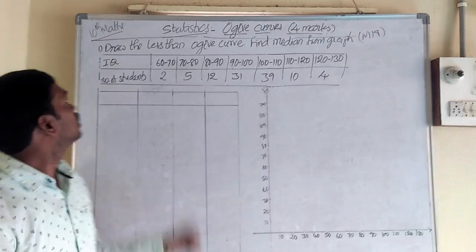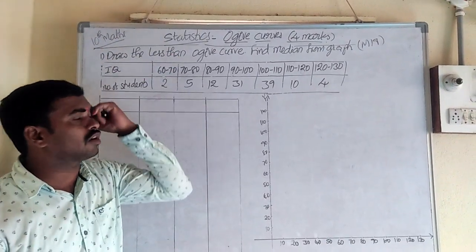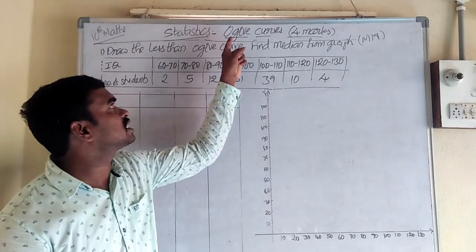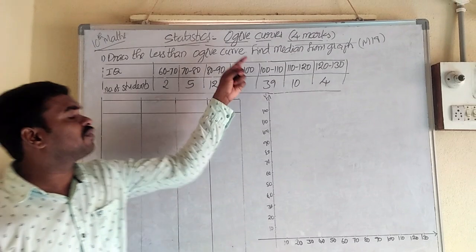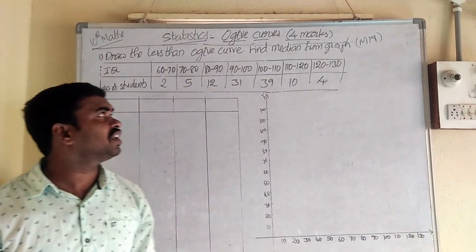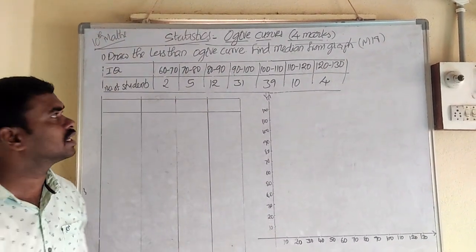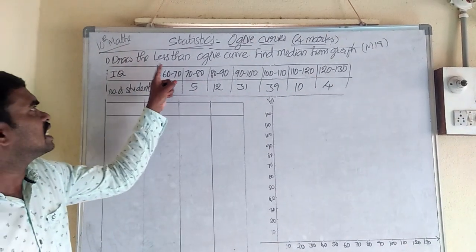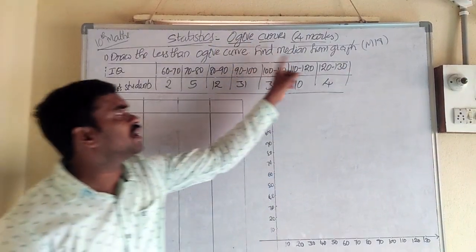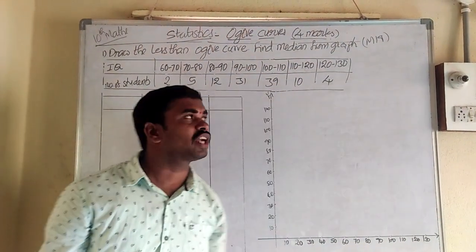Hi friends, now 10th class maths statistics last chapter. In that we are going to discuss OG curves, a 4 marks important question. This type of OG curve is very important. Every year the question is compulsory. So how can we solve? See the one question: Draw the less than OG curve. Find the median from the graph. This is taken from March 19.